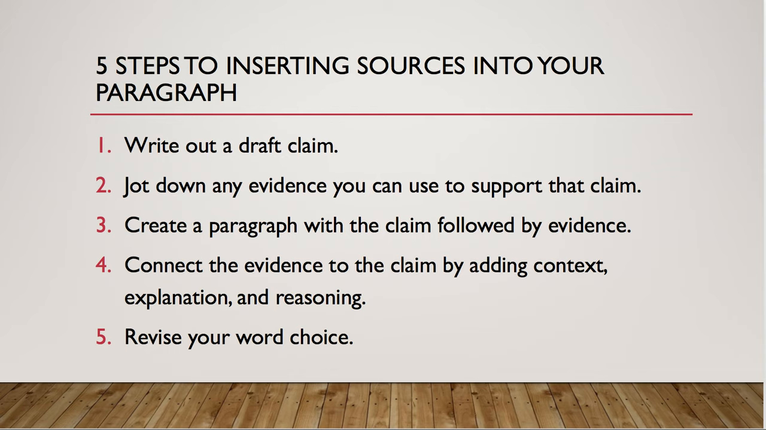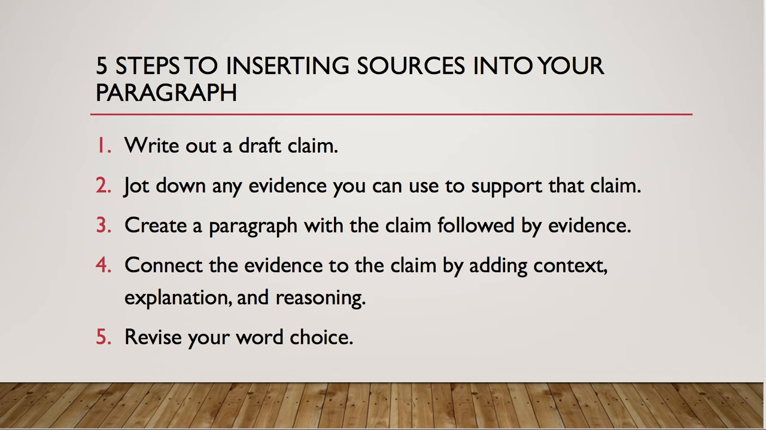So again, here are the 5 steps to use to build a paragraph based on your research. Number 1, write out a draft claim. Again, it doesn't have to be perfect. Number 2, jot down any evidence you can use to support that claim. Really just, find whatever you can that might be related to it. Number 3, create a paragraph with the claim followed by evidence. Here you want to be a little pickier about the evidence that you choose.